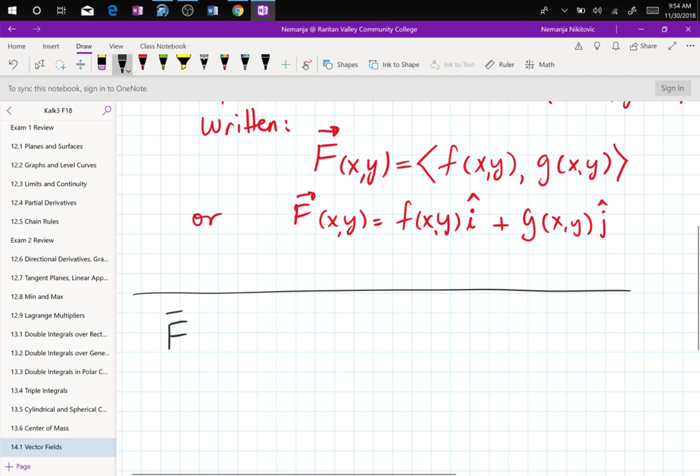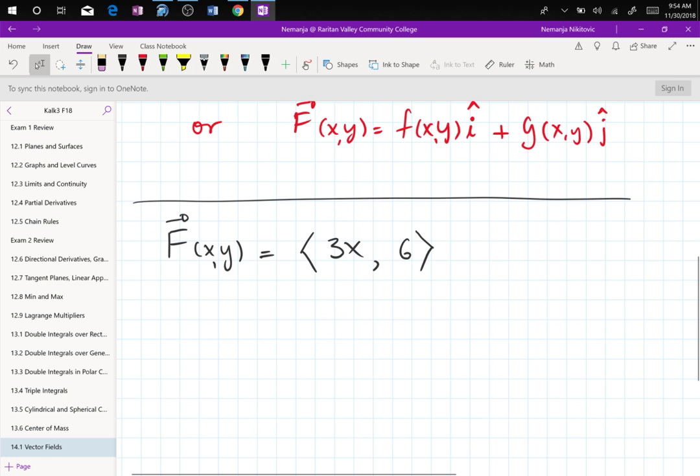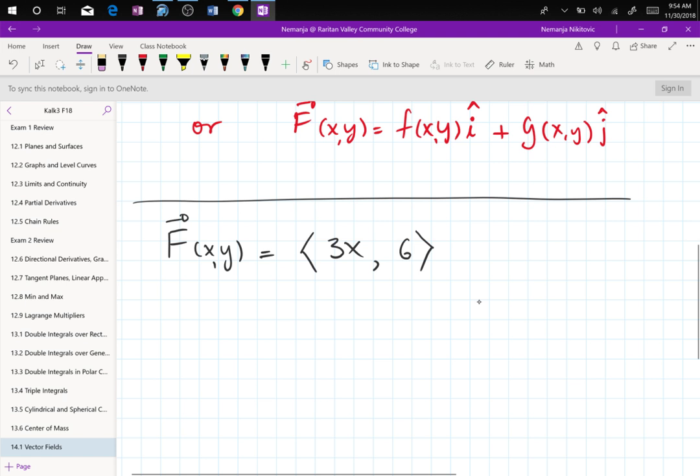Let's say that your vector field F(x,y) is given as 3x comma 6, whatever. So this first one over here is f, and the second one is g.